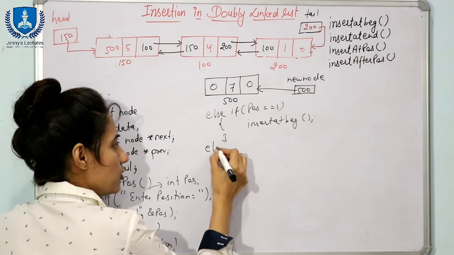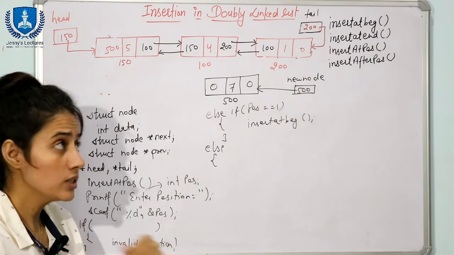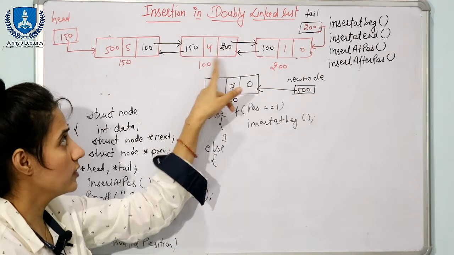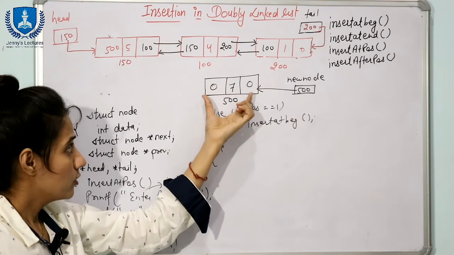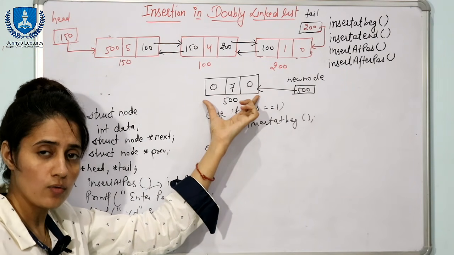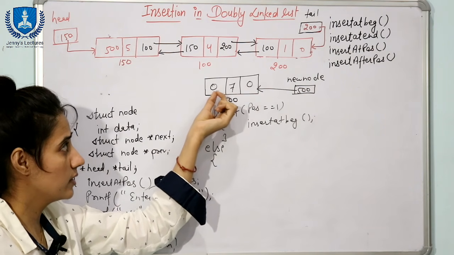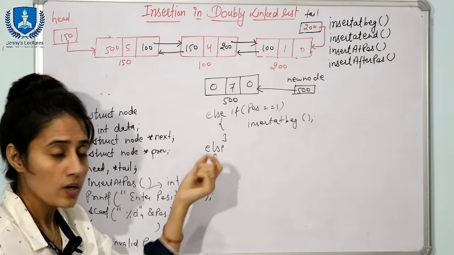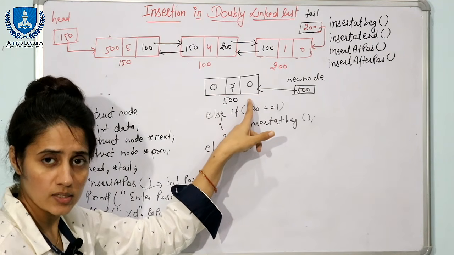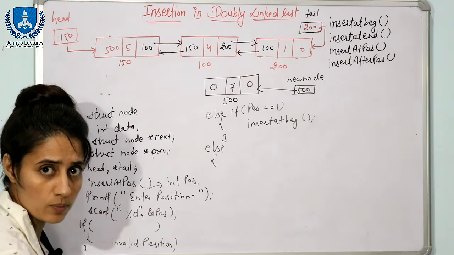And now in the else part, suppose the user has entered position 3, meaning 1, 2 and 3, here after this node and before this node. So you have to create a new node. You have to assign memory using the malloc function. Here we will put 7, here we will put 0 and 0. How we create that, I have already discussed many times, so I am going to simply write down that thing here.